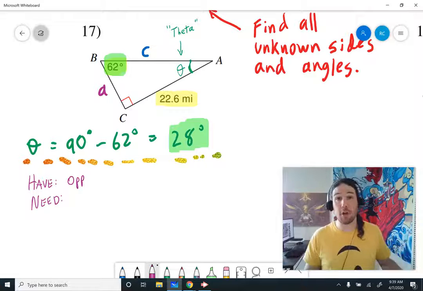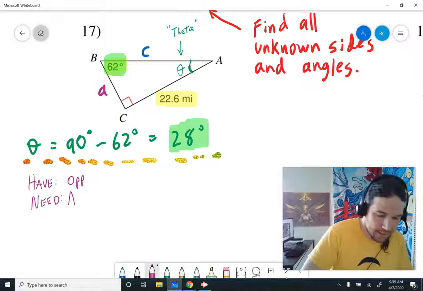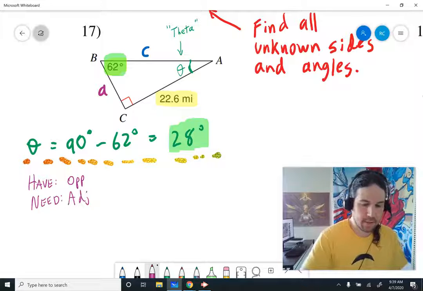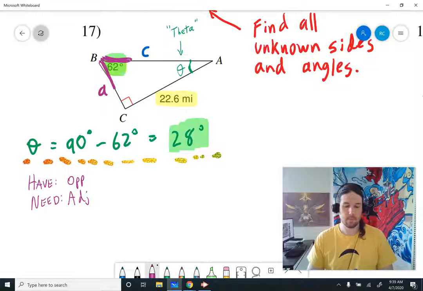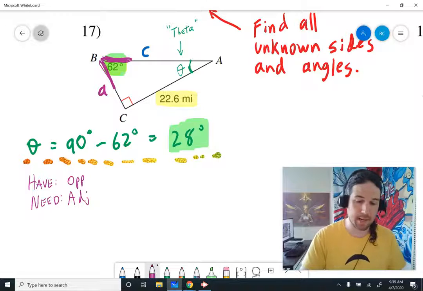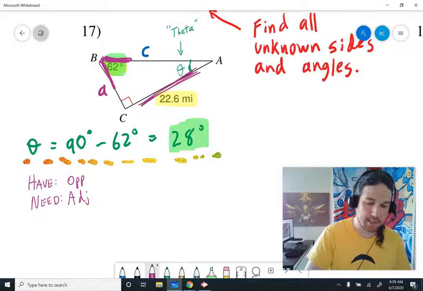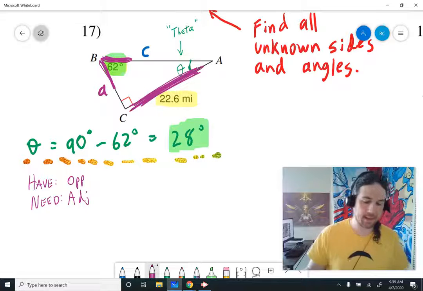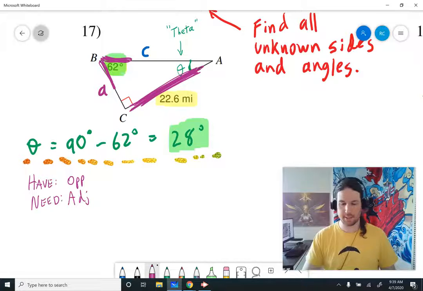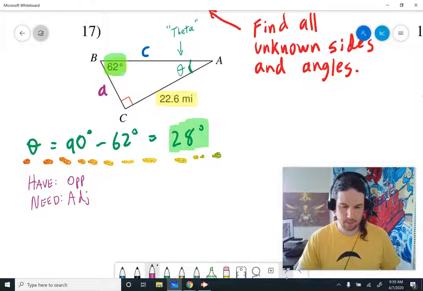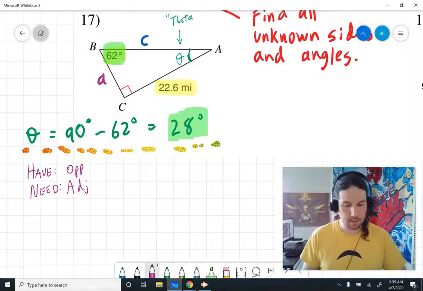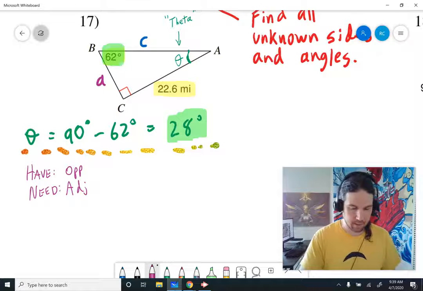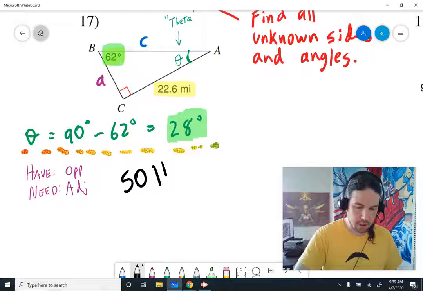All right, so what do I need? Well, if we're solving for A, then A is the adjacent leg. I can tell this is the adjacent leg because it is the leg that is part of the 62-degree angle. The 22.6 miles has to be opposite because it is not touching that angle. It is maintaining its social distance. Okay, so we have the opposite, we need the adjacent. Oh man, I haven't written this in a minute. SOHCAHTOA.